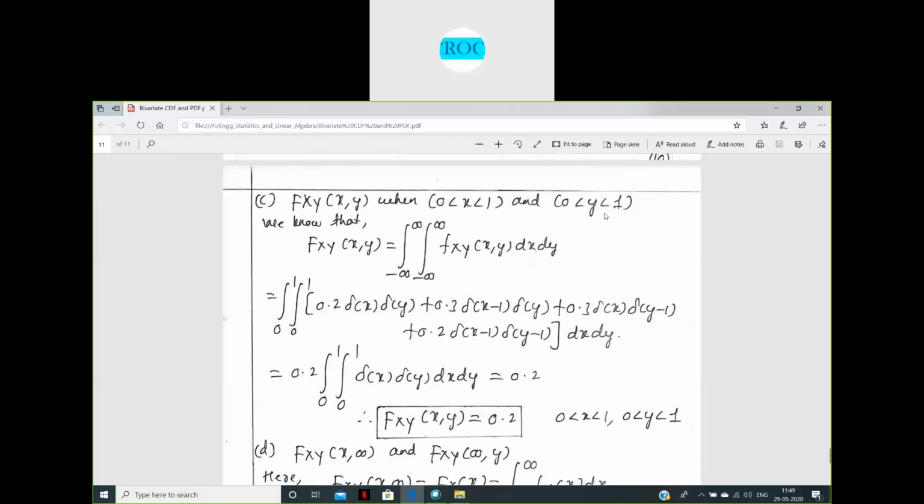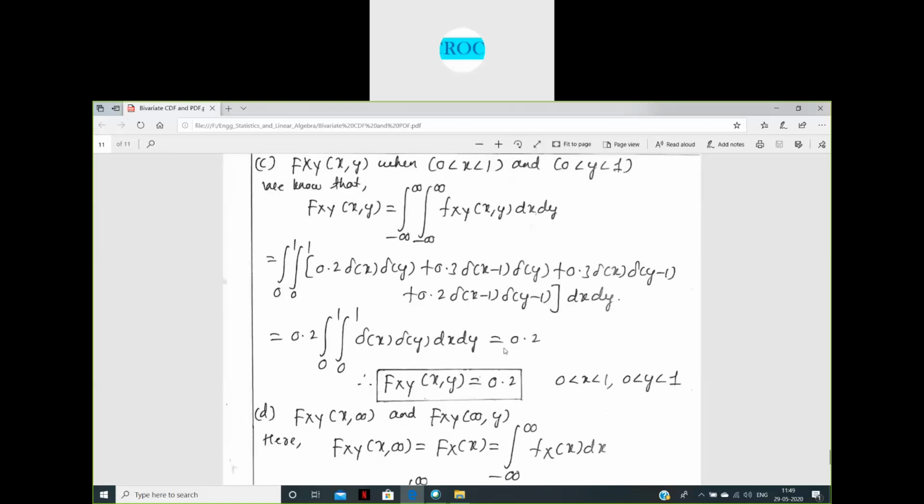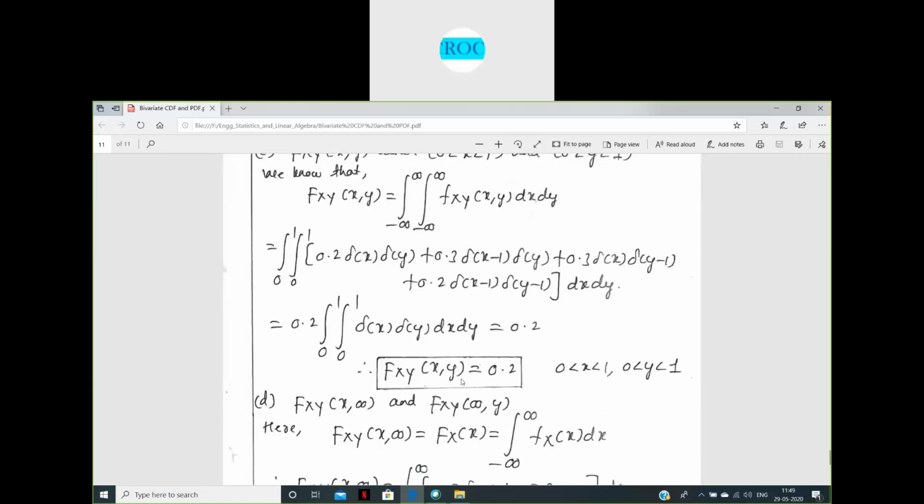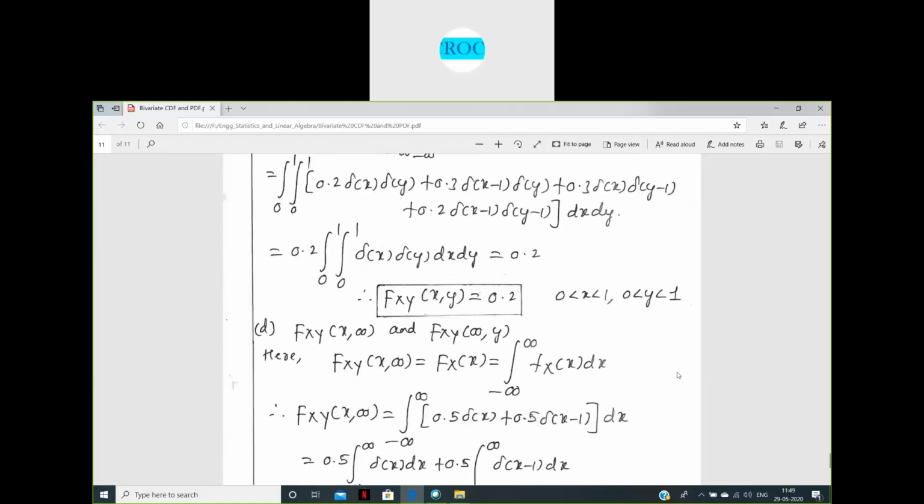Similarly, the limits for y are less than 1. Therefore, the integration over 0 to 1 of δ(y−1) dy will also be 0. Again here also, δ(x−1)δ(y−1), this term will also become 0. So from the first term what we get is only 0.2. The rest, the second, third and fourth terms, will be 0. So now F_XY(x,y) is equal to 0.2 for x less than 1 and y less than 1 here.